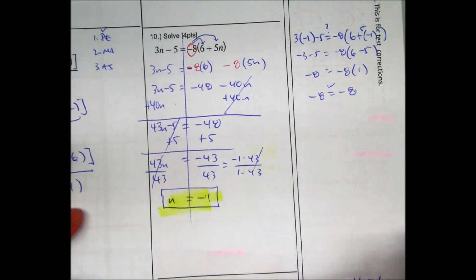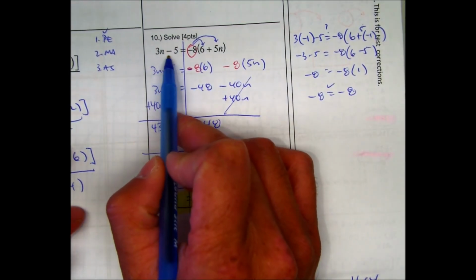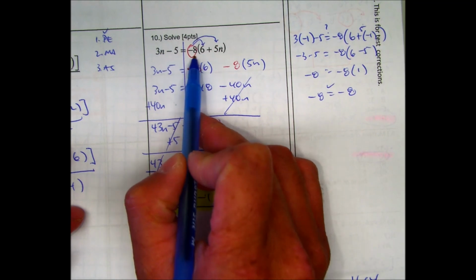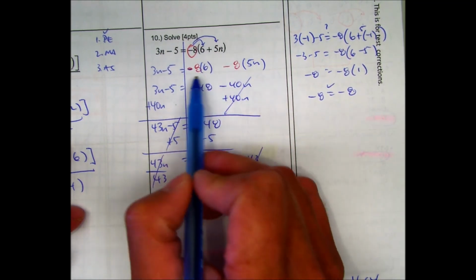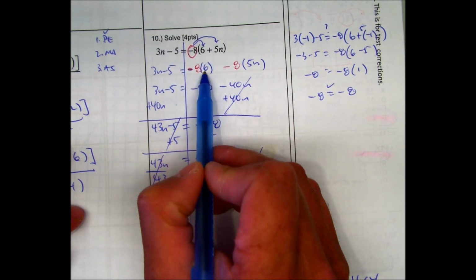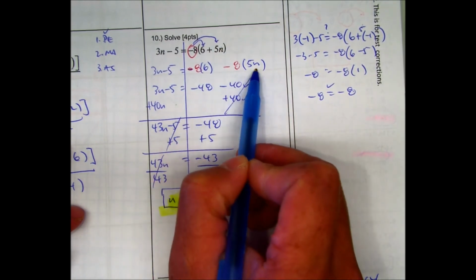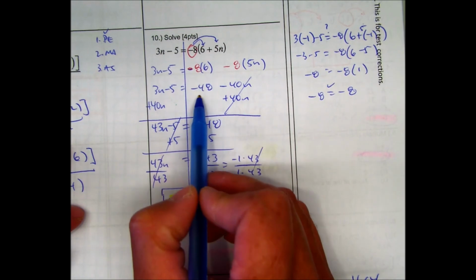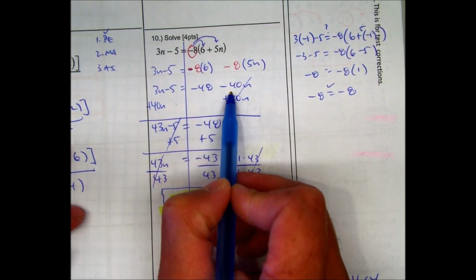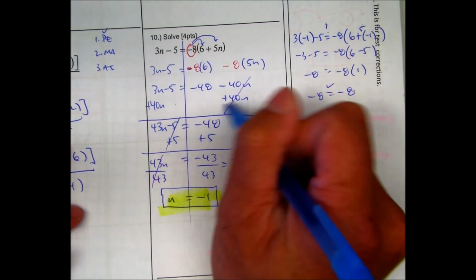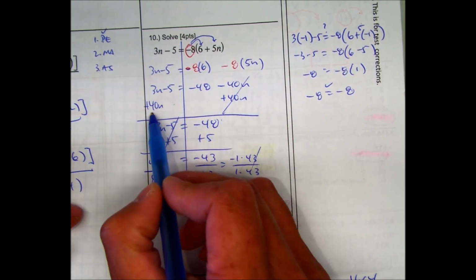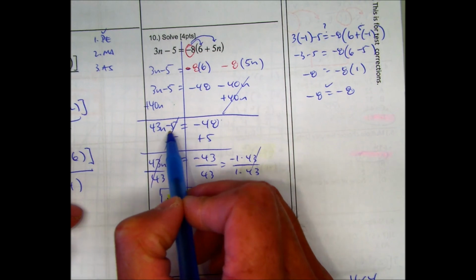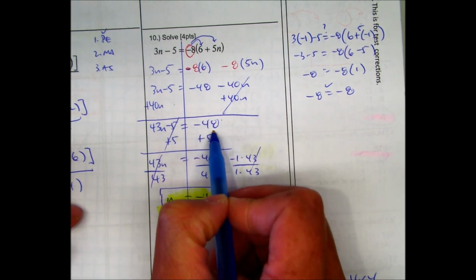Question number 10. Solve 3n minus 5 equals negative 8 times quantity 6 plus 5n. The first thing I would do here is distribute. So it's negative 8 times 6. Negative 8 times the positive 5n. This becomes negative 48, and this becomes negative 40n. I want to get the like terms together, so I'm going to add the 40n to both sides. This equals 0. This is 43n minus 5 equals negative 48.